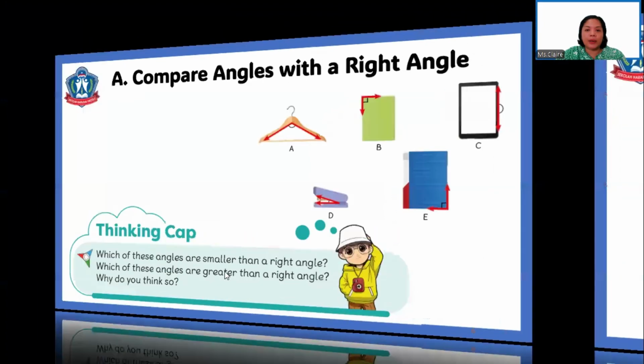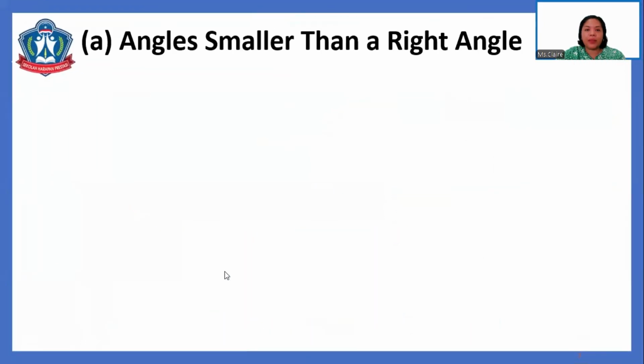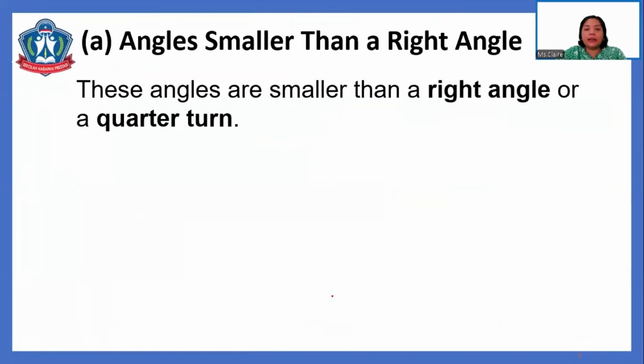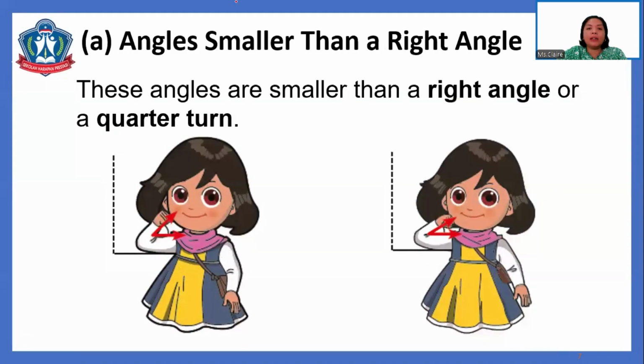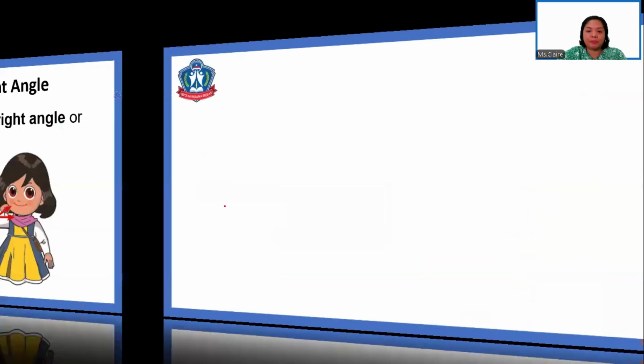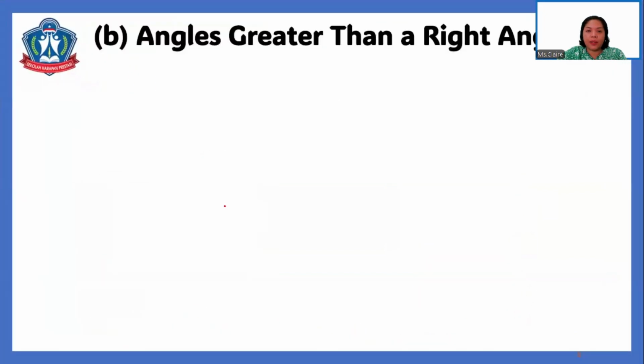Okay, let's continue. These angles are smaller than a right angle, or a quarter turn. So take a look here. Angles smaller than a right angle are this one. Remember, this is a right angle. You can form an L, but if you do like this, this is smaller than a right angle.